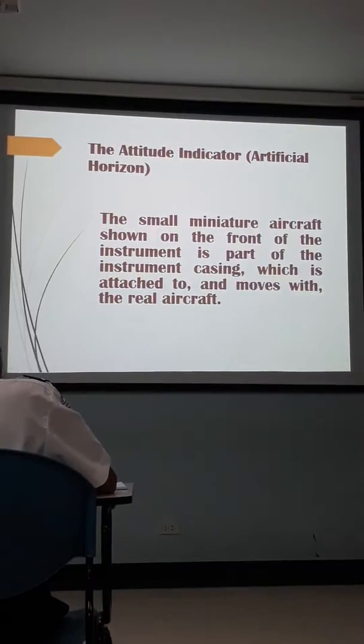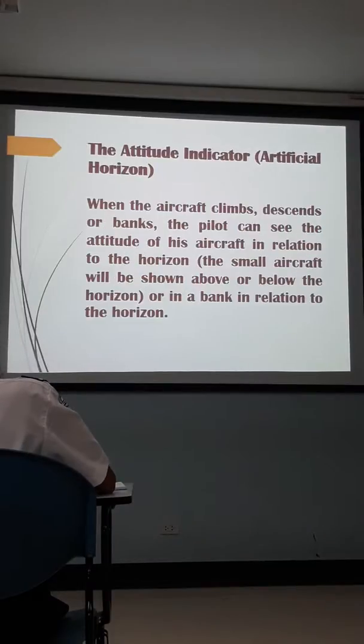The small miniature aircraft shown on the front of the instrument is part of the instrument casing, which is attached to and moves with the real aircraft. When the aircraft climbs, descends, or banks, the pilot can see the attitude of his aircraft in relation to the horizon. The small aircraft will be shown above or below the horizon, or in bank in relation to the horizon.